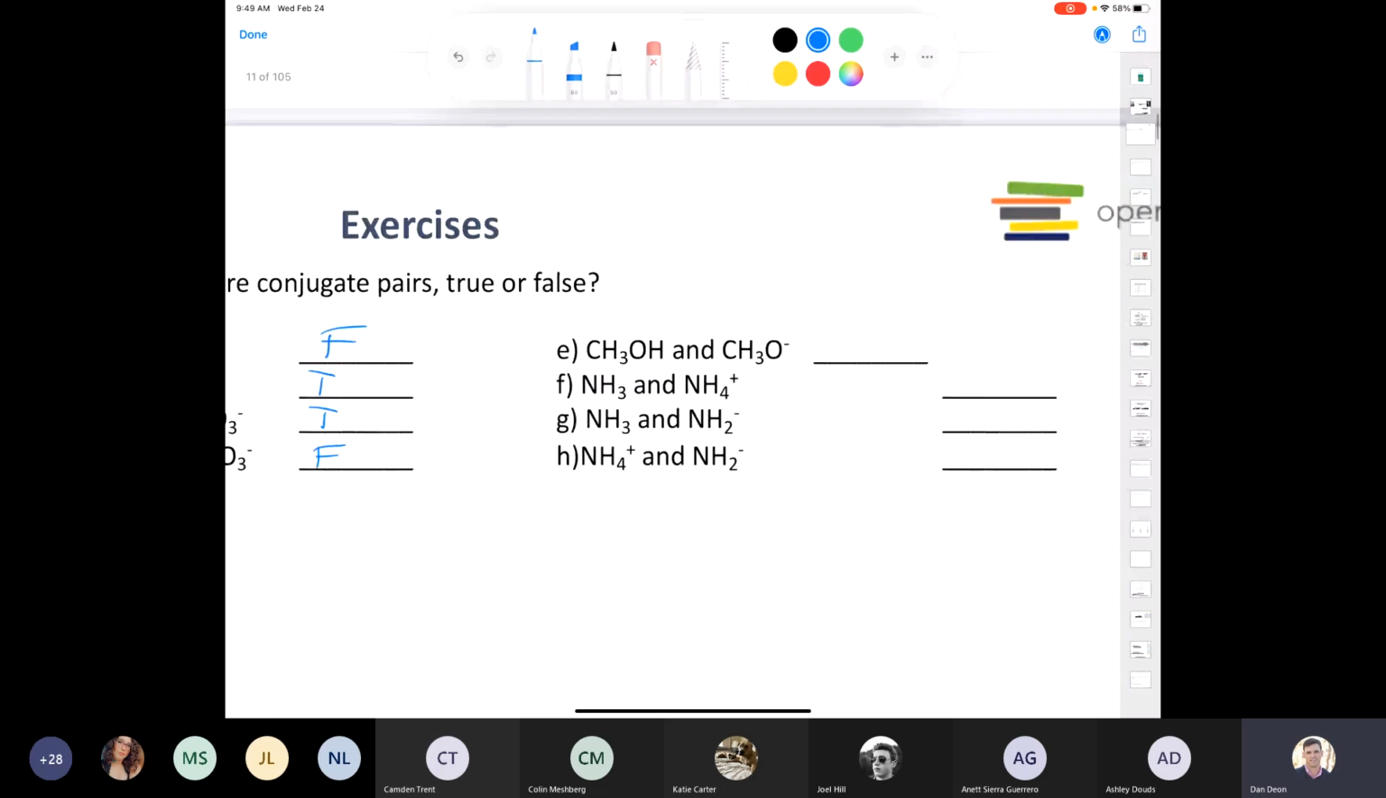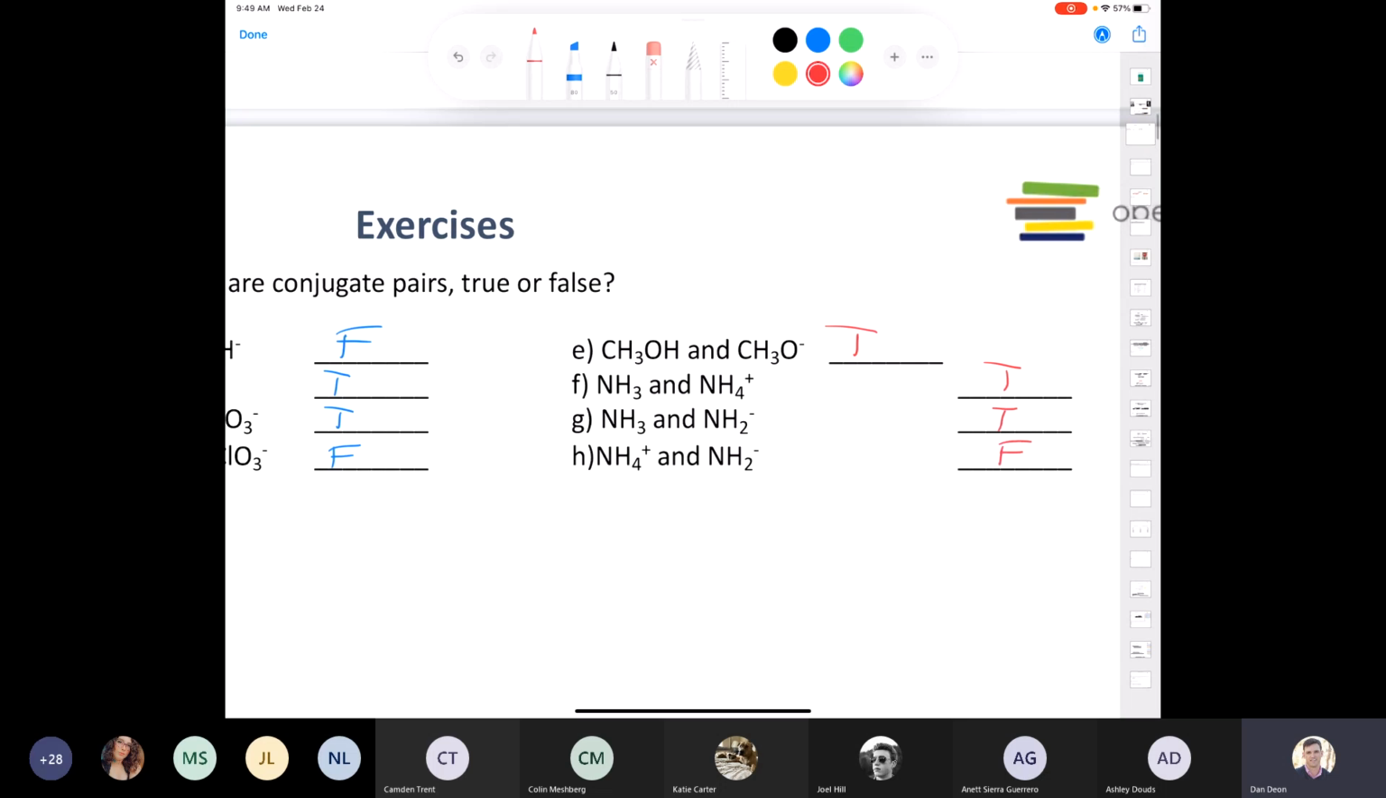They are not conjugates. Next one, I have methanol and methoxide, so CH3OH and CH3O minus. What about E? Could anybody help me out with that? Would those be conjugates? Yeah, thanks, Joey. Absolutely. The next ones are conjugates. These ones are conjugates. And the last ones are not conjugates, right? You'd have to lose 2 protons to go here. Okay, so those would not be conjugates.